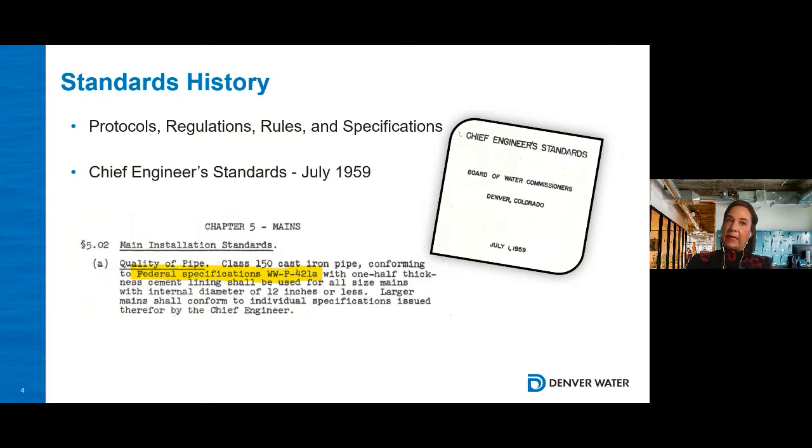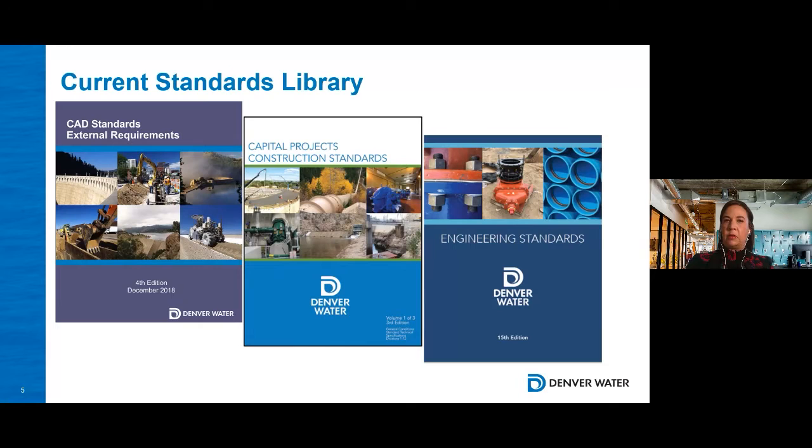As it stands today, our library has evolved pretty substantially. We have standards publications that cover everything from CAD documentation required to do business by or for Denver Water, that references national CAD standards. Our capital projects construction standards is a deliverable that we produce every 3 to 4 years. The current publication has over 260 technical specifications and 500 standard details. And this document is used for the capital delivery of our system.